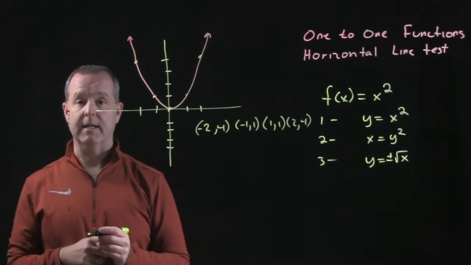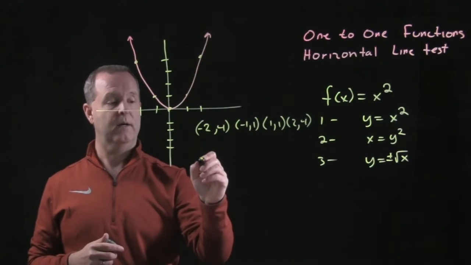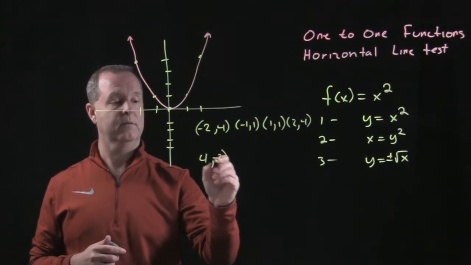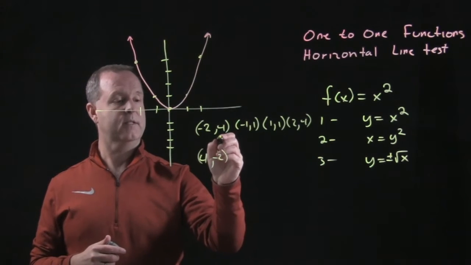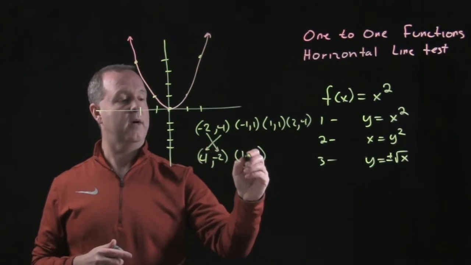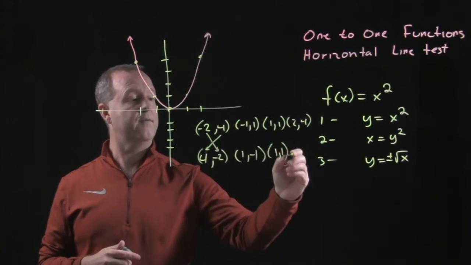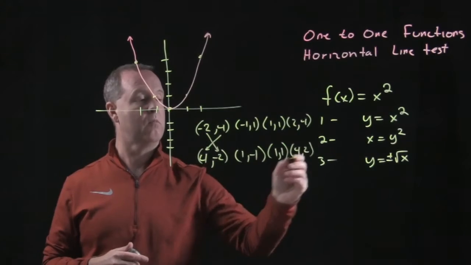Now what an inverse does, it swaps the x and the y's around. So this first pair would become 4 and negative 2. And you can see that swap. The second pair becomes 1 and negative 1. The third one becomes 1 and 1. And the fourth one becomes 4 and 2.